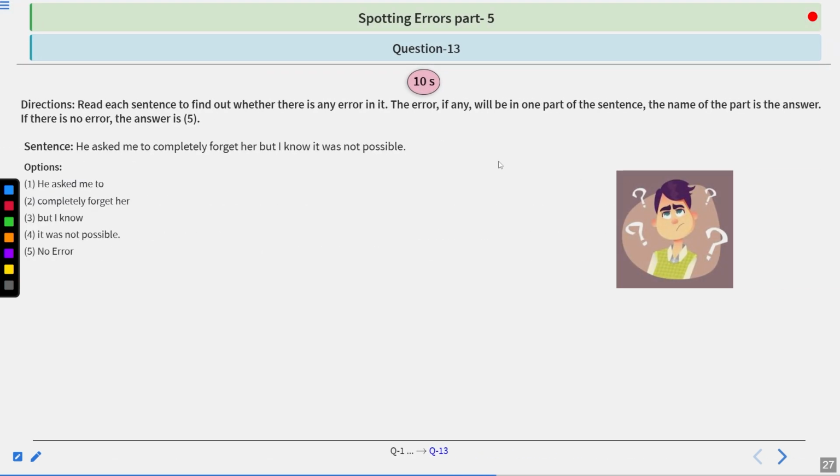The sentence is, he asked me to completely forget her, but I know it was not possible. Options are given below. You have 10 seconds to spot the error.